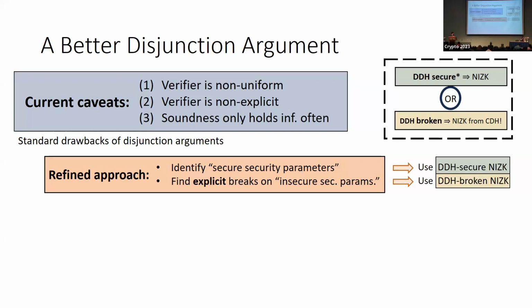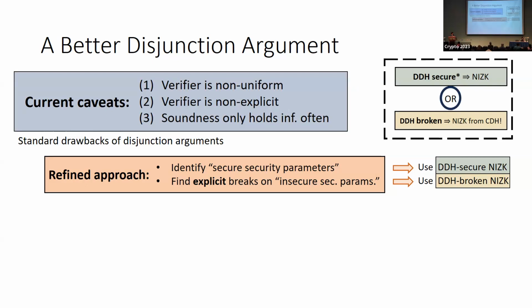So our main idea will be, okay, so far the argument was going as follows. If you fix a group, either the proof that's based on DDH will be secure in some weak sense, or the other proof will be secure in a weak sense. What we'll do is have a slightly more refined approach where, depending on the security parameter, we'll either use the green proof or the orange proof.